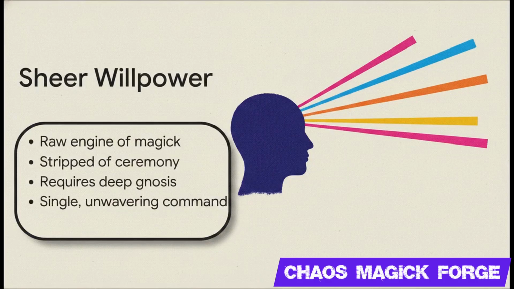Now, the most basic, fundamental way to apply that force is through sheer willpower. This is the raw engine of magic. It's completely stripped of any ceremony or symbols or physical tools. To do this, the practitioner has to enter a deep state of gnosis, which basically means totally silencing your internal dialogue and then project a single, unwavering command directly into the fabric of reality.